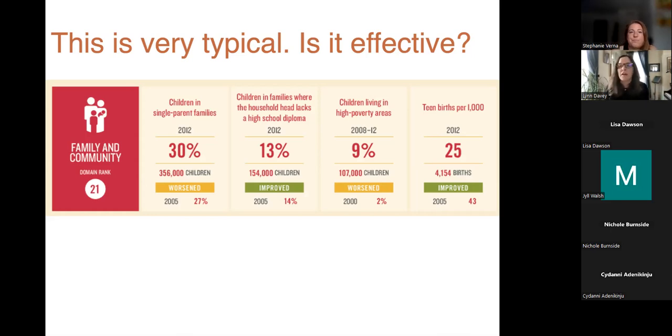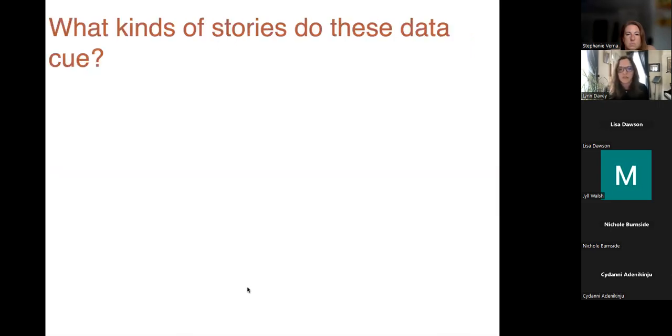I have a long background in data and social indicators. So many of them are these deficit, individualistic indicators. We report poverty data without also talking about inflation or the consumer price index or things like that. So the kinds of stories that those data cue tend to be personal.